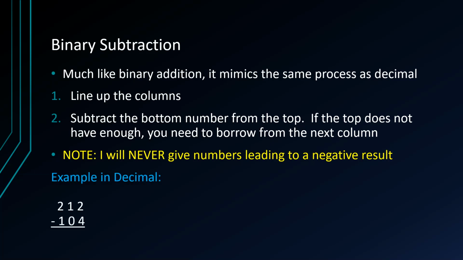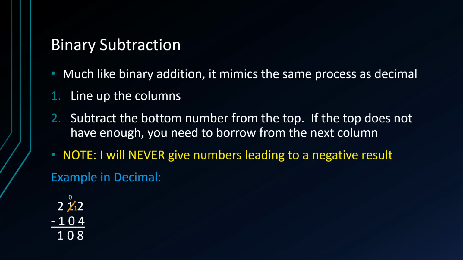So let's look at this one. Right away, we see the problem: 2 minus 4. Well, you can't do that. So what do we need to do? We need to borrow from the next column. So that 1 gets 1 taken away from it, so it becomes a 0. And the 2 gets the 1 added to it, or really 10, and now it's at 12. 12 minus 4 is, of course, 8. 0 minus 0 is 0, and 2 minus 1 is 1. So we end up with 108.